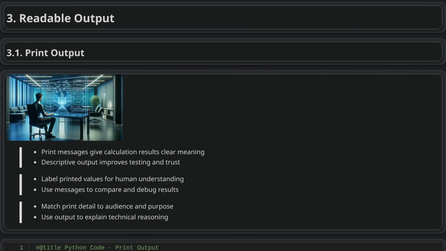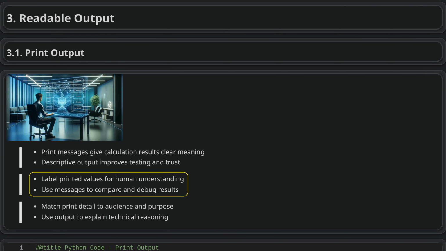Readable output, print output. Print output in Python should do more than display numbers. In technical work, clear descriptive text helps explain what each result means, why it matters, and whether it is final or intermediate. This makes calculations easier to understand, test, explain, and trust, especially when they are repeated or reviewed later.